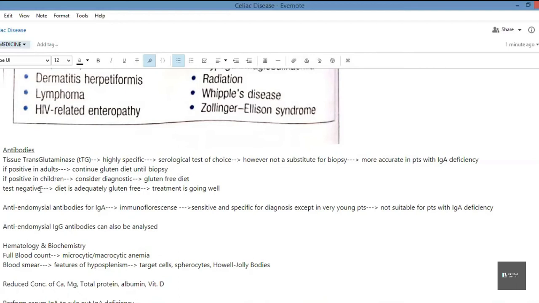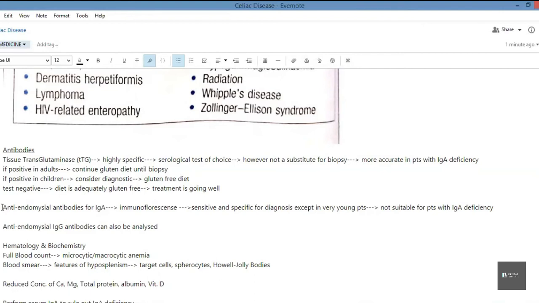If the test is negative, it means that the diet is adequately gluten-free and the treatment is going well. So this is obviously after it has become positive and the patient has been diagnosed. After that, if we get this test as negative, we can assure the patient that his treatment is going well and he's sticking very well to the gluten-free diet.